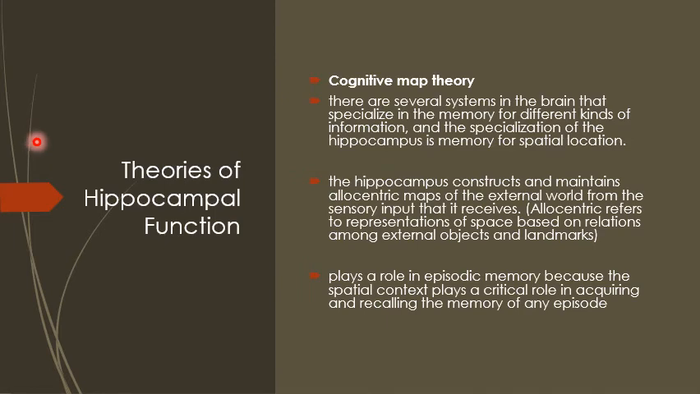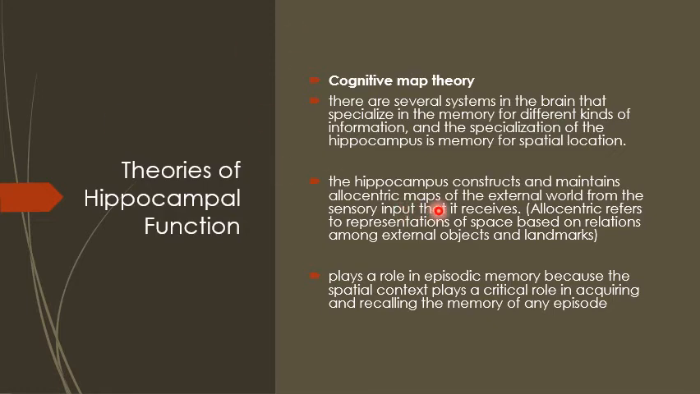Theories of hippocampal function. We have the cognitive map theory. This states that there are several systems in the brain that specialize in the memory for different kinds of information, and the specialization of the hippocampus is the memory for spatial location. So again, this goes to show that different functions or different types of memories are diffused, in different areas of the brain. So it is not like single functional units.